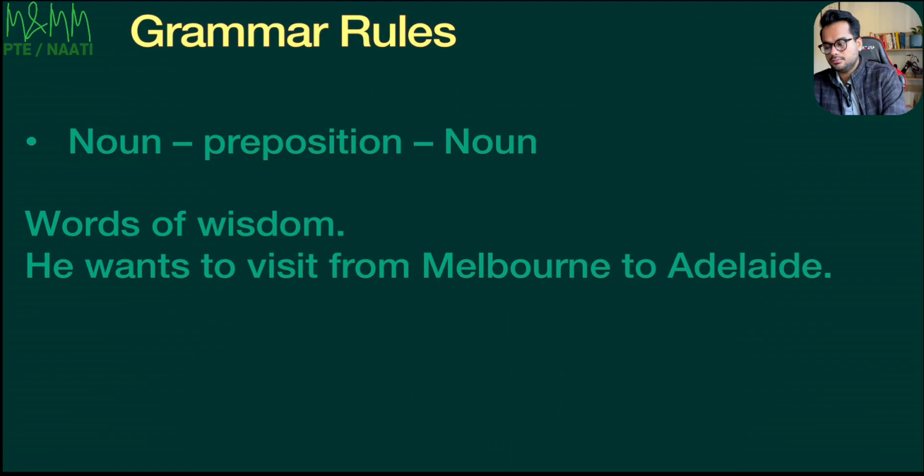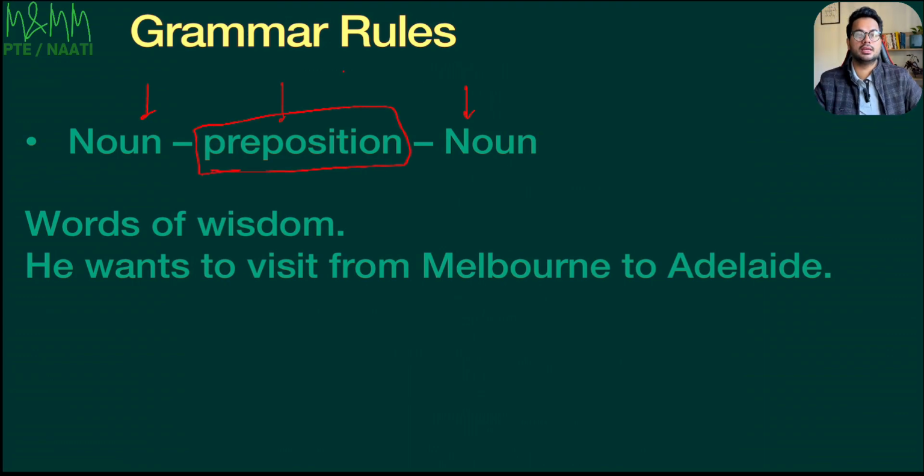Next one, very important: noun, preposition and noun rule. What it says is if there is a preposition in between. Now prepositions are all those words: in, on, under, of, for, to, at, all those words which define the position of a subject.